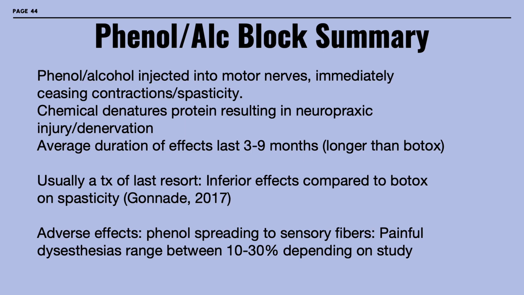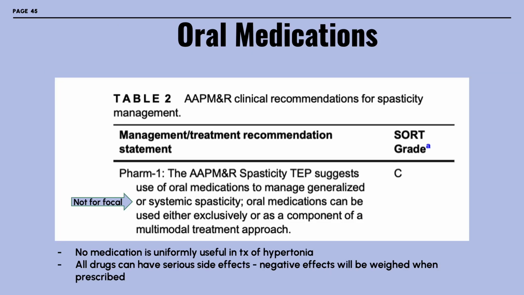However, it is usually a treatment of last resort, as there are inferior effects compared to Botox. And there's also a risk for very painful adverse effects, including phenol spreading to sensory nerves, causing dysesthesias that range between 10 to 30%, depending on the study. So, next we're going to go over oral medications. Oral medications are typically for systemic spasticity, not focal, and they are rated a score of a C.